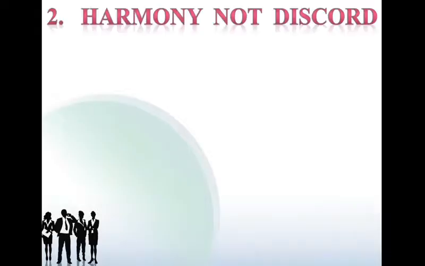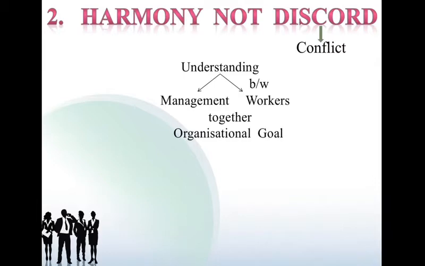After this, we have the second scientific principle of management, that is harmony, not discord. Let us first understand what discord is. Discord means conflict. Here Taylor says that there should be an understanding between the management and the workers so that together they can achieve the organizational goal.